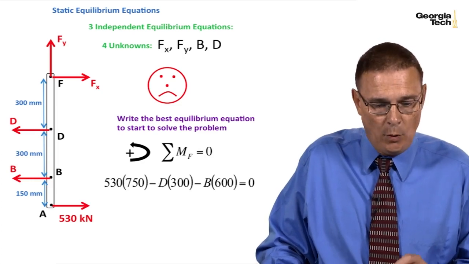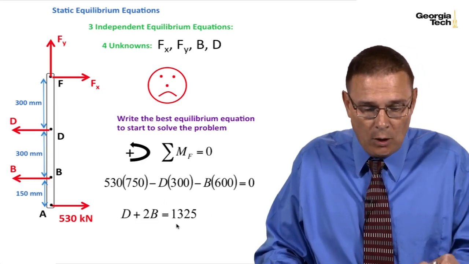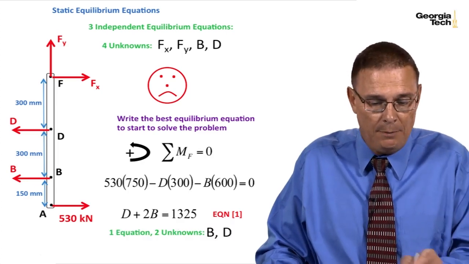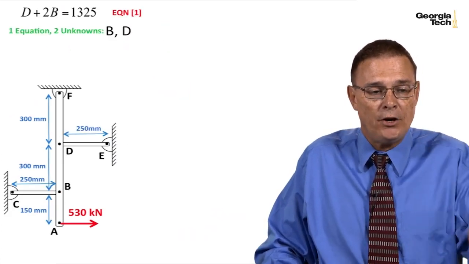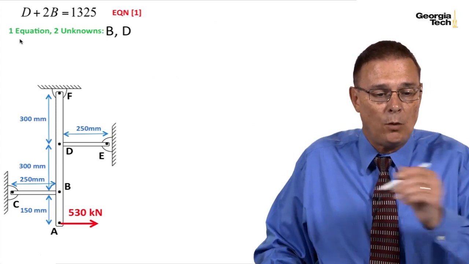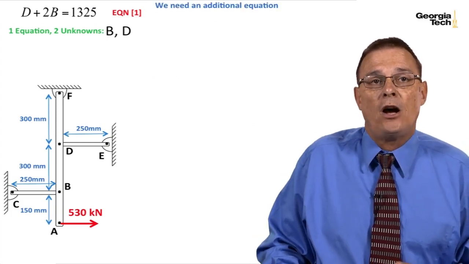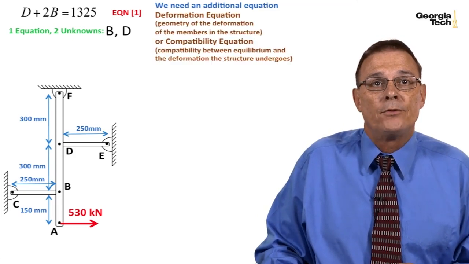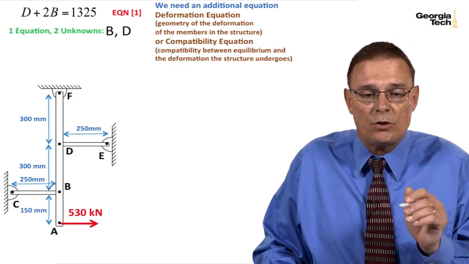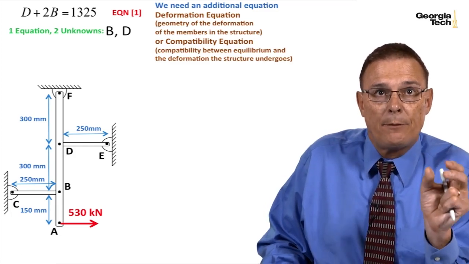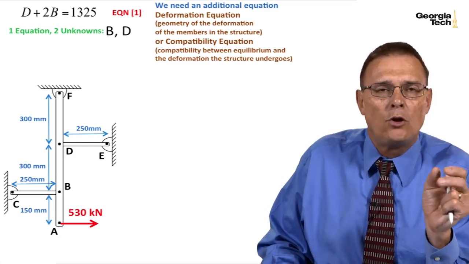And so here's the equation. Now I have one equation. I've reduced this to one equation, but I have 2 unknowns, B and D. And so here's my equation of equilibrium, 1 equation, 2 unknowns. We're going to need an additional equation to solve these statically indeterminate problems. And so what we use is what's called the deformation equation, which looks at the geometry of the deformation of the members in the structure, and it's also called the compatibility.